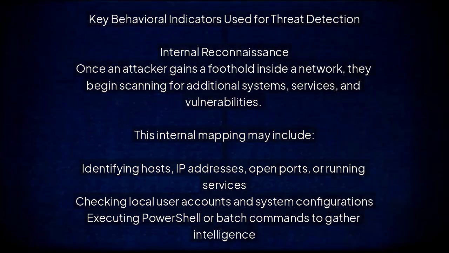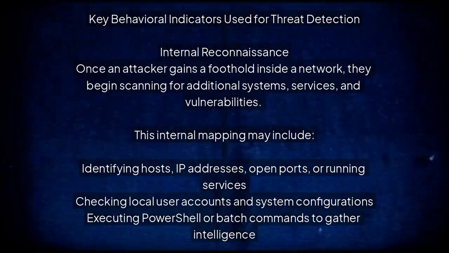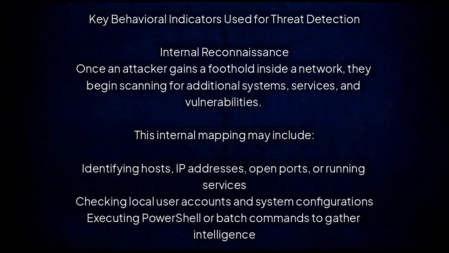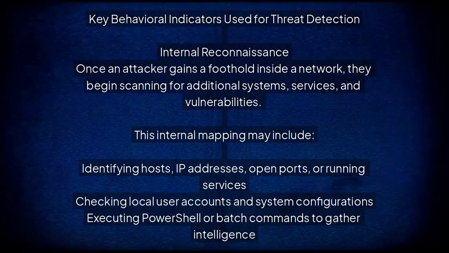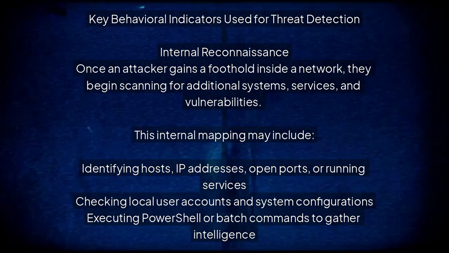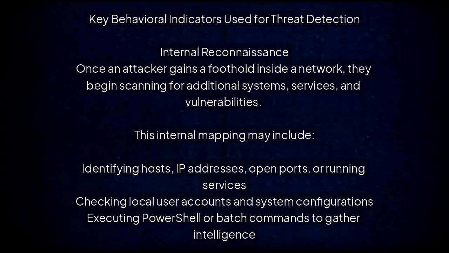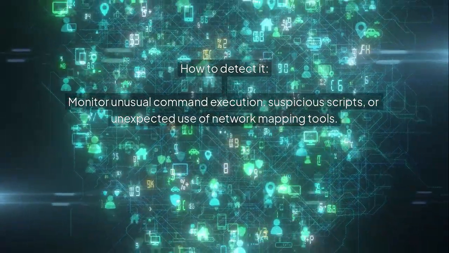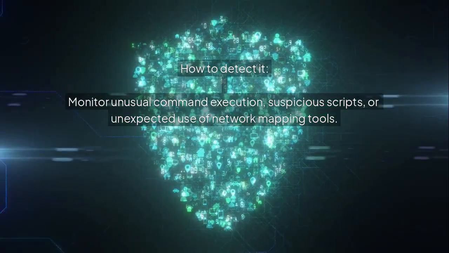Internal reconnaissance. Once an attacker gains a foothold inside a network, they begin scanning for additional systems, services, and vulnerabilities. This internal mapping may include identifying hosts, IP addresses, open ports, or running services, checking local user accounts and system configurations, and executing PowerShell or batch commands to gather intelligence. How to detect it? Monitor unusual command execution, suspicious scripts, or unexpected use of network mapping tools.